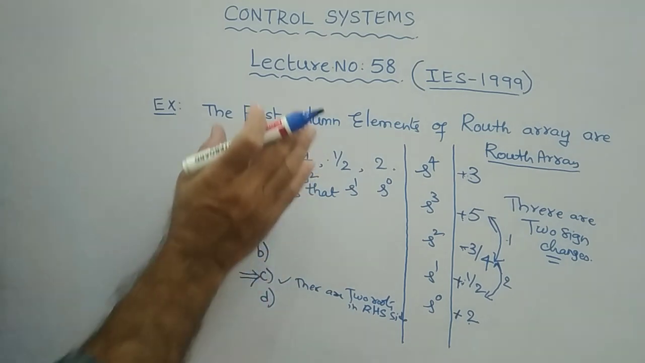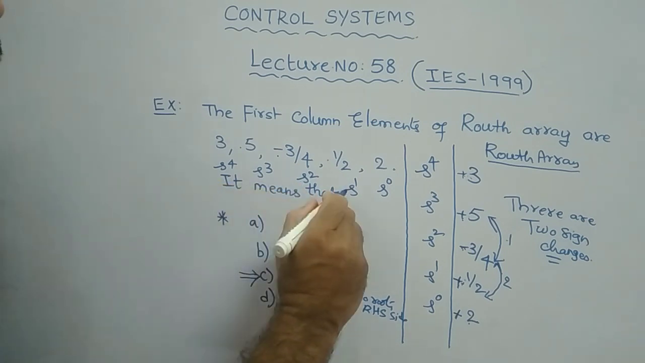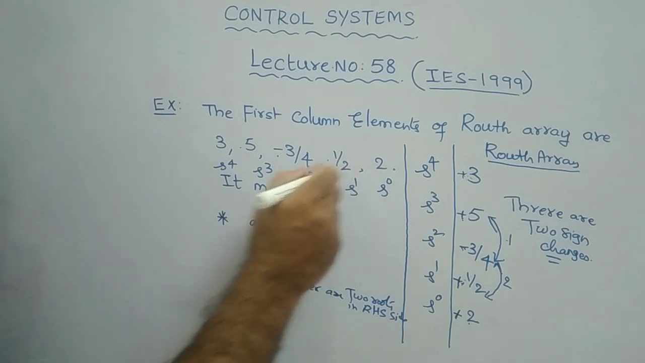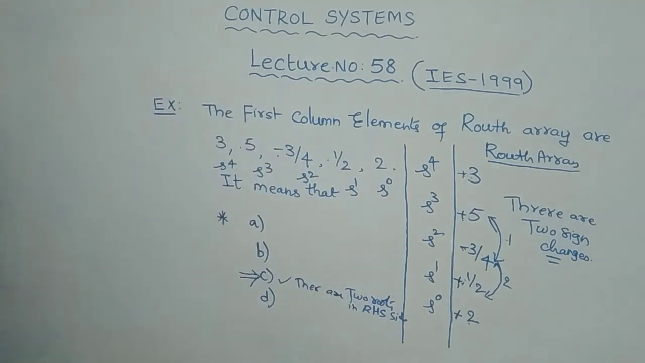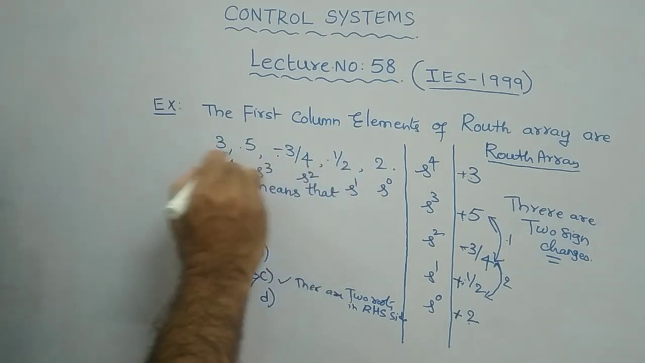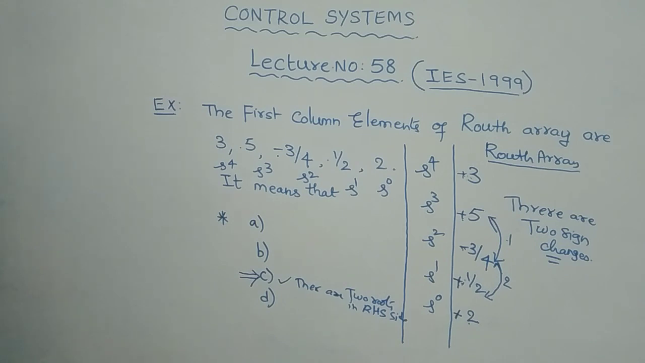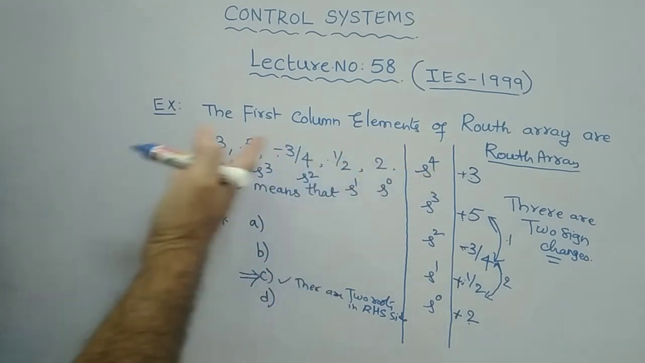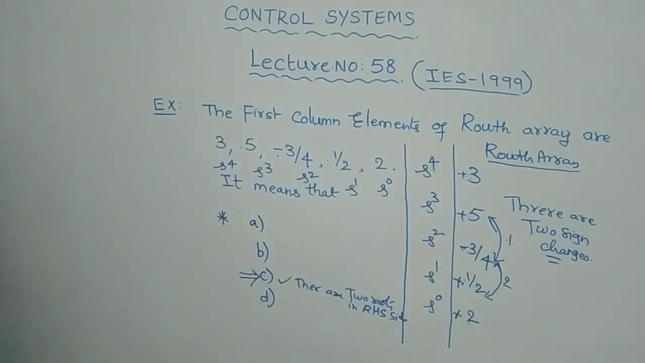Also, if they ask you to comment on the stability when the elements are given like this, is it stable or unstable? Tell me. Definitely it is an unstable system, because there should not be any negative. If a negative is there, it is unstable. This system is unstable, in fact. That is one thing. I think you have understood this.